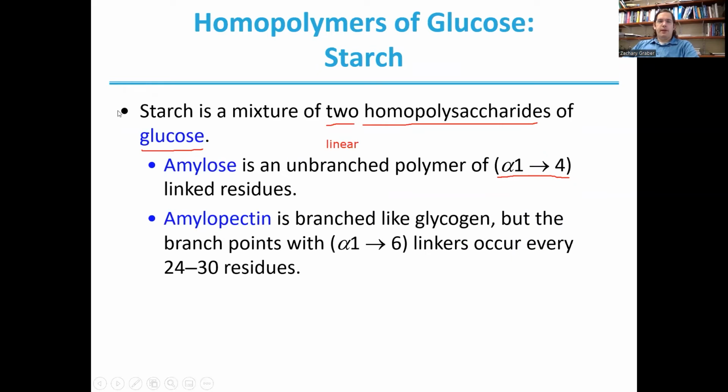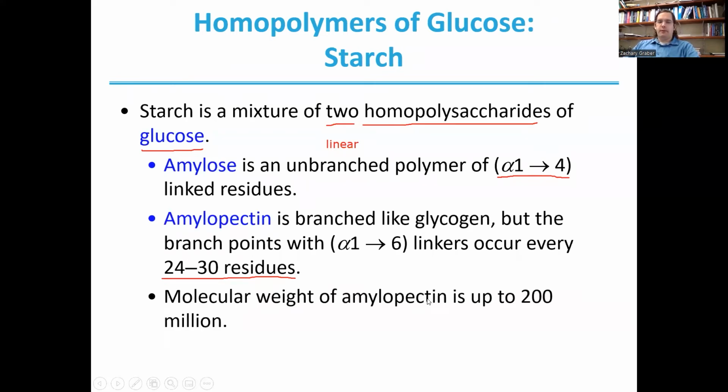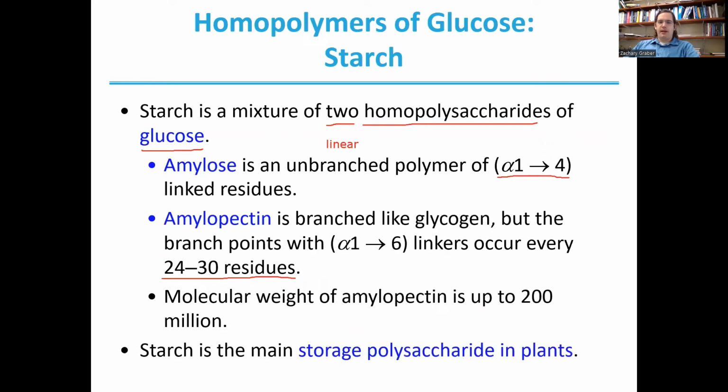And then we'll combine that with amylopectin, which is almost identical to glycogen. So it's a branched homopolysaccharide, but our alpha 1 to 6 branches will only occur every 24 to 30 residues. So it will be similar to glycogen, but with less frequent branching. And again, we can create molecular weights into the hundreds of millions as we link hundreds of sugars together to create these large polymers. And again, as I mentioned, starch will be our main sugar storage source in plants. So starch we'll use in plants to store our sugars, and glycogen will be used in animals.